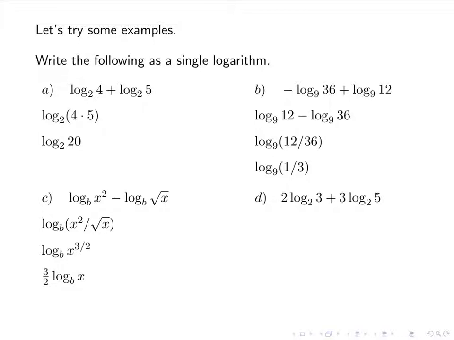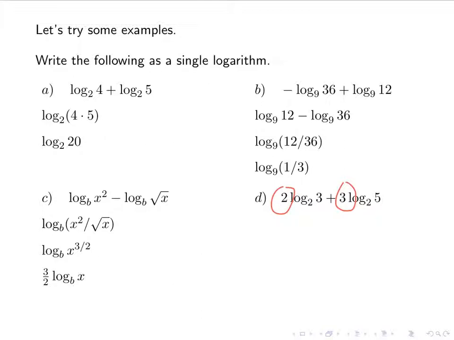And then as our last one, let's look at D. 2 log base 2 of 3 plus 3 log base 2 of 5. Before I can do the fact that I'm adding logs, I have to make sure that it's a single log plus a single log. So the fact that I have a 2 and a 3 out front means I can't do the addition yet. Remember order of operations. I have to do the multiplication before I can do the addition.